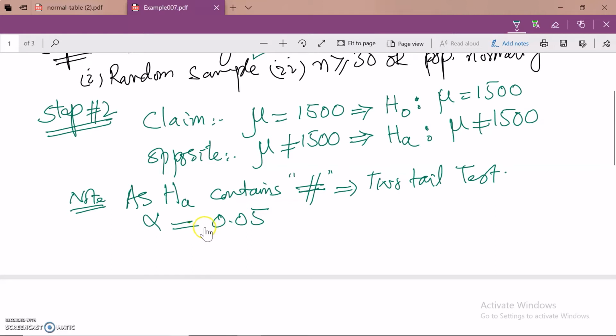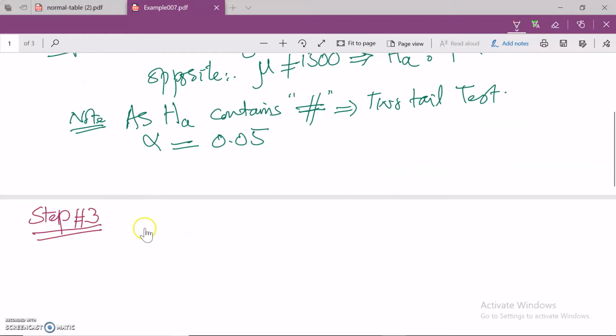Now we go to step number 3. In the third step, we find the value of the test statistic. And fortunately, we have the formula for that. The formula is Z equals to, I call this Z sub test, which indicates this is a test statistic.